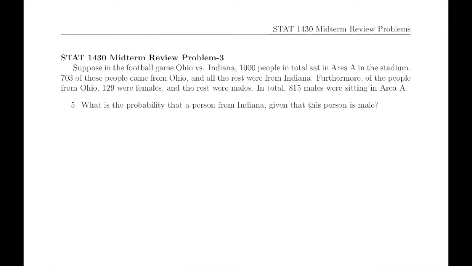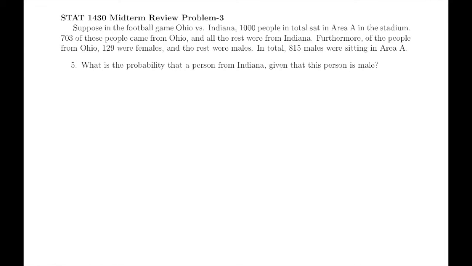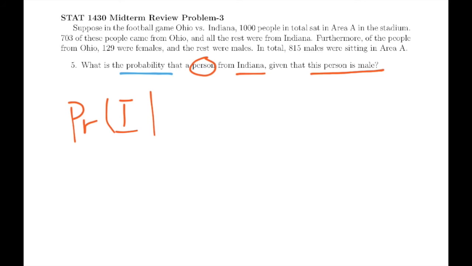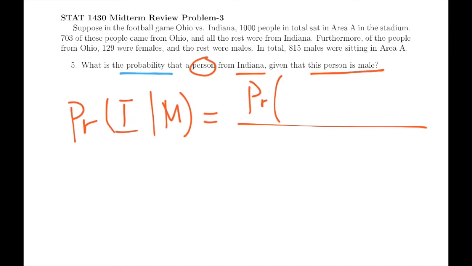Okay, for the last part of this problem 3, we're going to look at the probability of a person from Indiana, given that this person is male. So that means we're looking at P(I given M), the probability that a person is from Indiana given this person is male. So again, we're going to write down this expression using the formula, that is P(I given M) equal to P(I and M), that means a person from Indiana and this person is male, divided by the probability that this person is male.